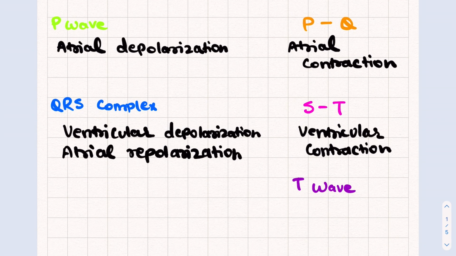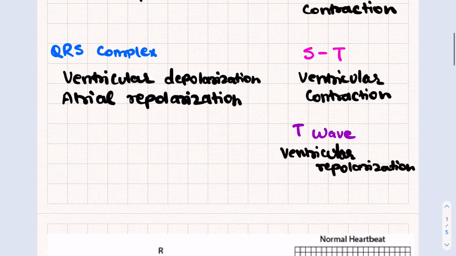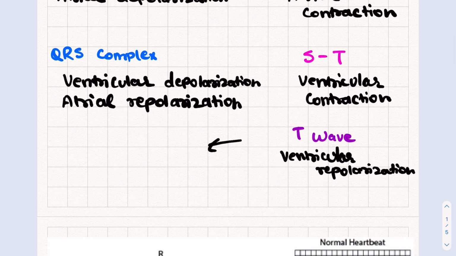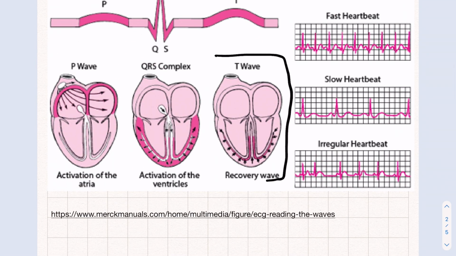Now the last part in the ECG is the T wave. Two things happen during the T wave. The first thing that happens in the T wave is ventricular repolarization, which initiates from the apex of the heart. And the next thing is that it initiates ventricular relaxation, which happens after the T wave. So you can say after the T wave, ventricular relaxation takes place. And you can see in this picture that ventricular repolarization is taking place from the apex of the heart.